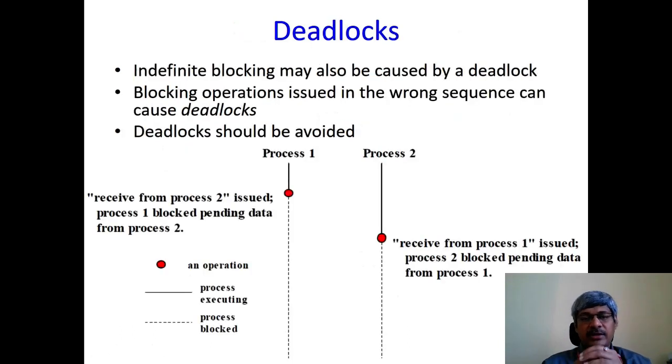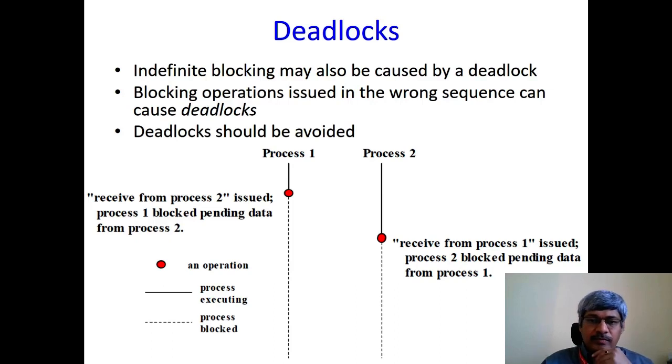This is about indefinite blocking. Indefinite blocking may also be caused by a deadlock. Deadlocks are much bigger problems actually. Here the blocking operations are issued in the wrong sequence. That means these processes have not understood the protocol properly, so this is a much bigger problem, and corrections have to happen. They are not following the protocol properly. There are errors there, and deadlock should always be avoided.